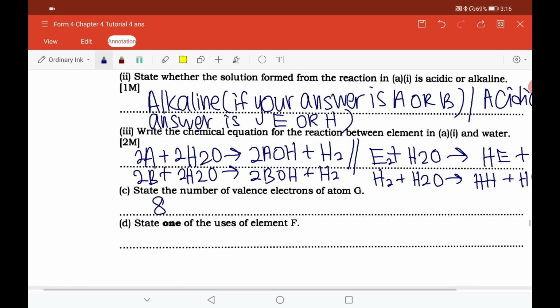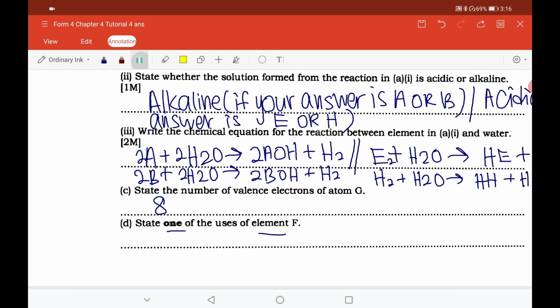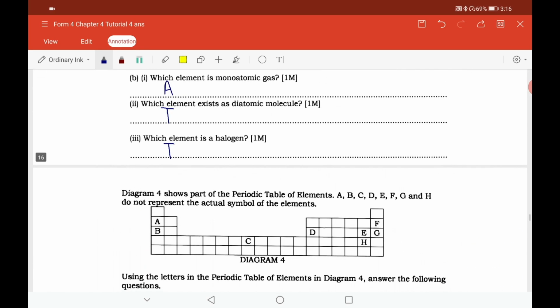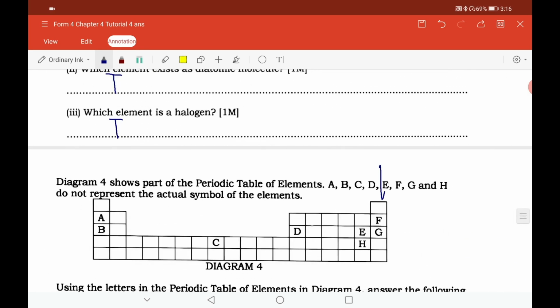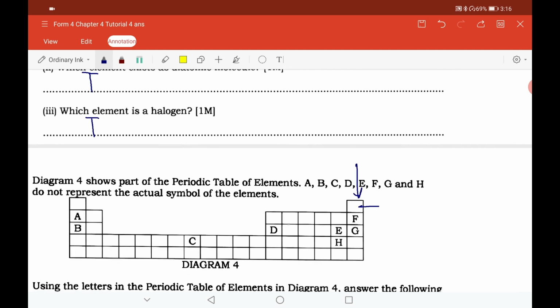Next one, you need to give the use of element F. So we need to know who is element F first. If you look at it, element F is in group 18. We know group 18, the first member is helium, the second member is neon, the third one is argon. We need to know the first 3 members in group 18. So the F is actually neon.